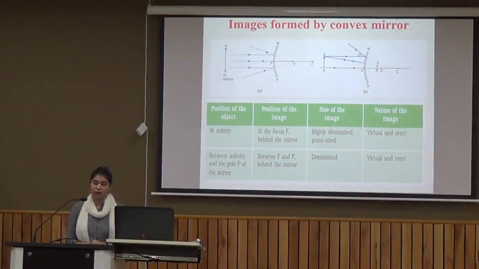So on applying the rules which we have previously studied, we see that the position of the image is between P and F, which is behind the mirror. Image size is smaller than the size of the object. So that is why we have written that the size of the image is diminished. And since the image is formed above the principal axis, it is virtual and erect. So these are the image formations by a convex mirror.